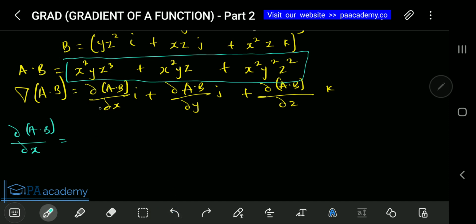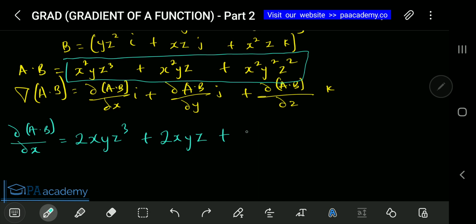Starting with this, that will give us 2x, because if you differentiate x squared, that will give us 2x. The remaining ones, which are y and z cube, will be constants. So that will give us 2xyz cube. Let's go to the next one, plus. If you differentiate x squared, that will give us 2x. Then this yz will be a constant. So that will be 2xyz, plus the same thing: if you differentiate x squared, that will give us 2x. Then y squared and z squared will be constants.